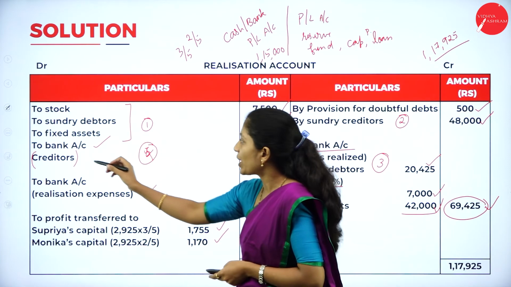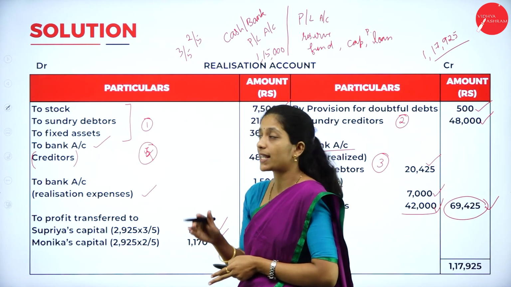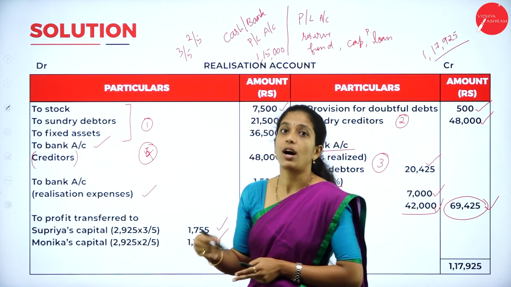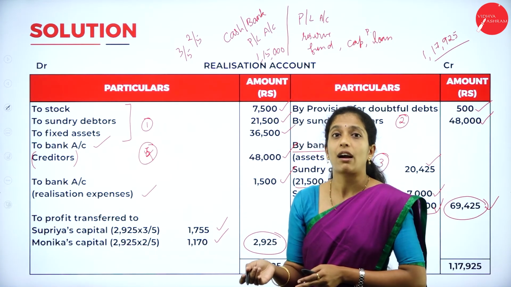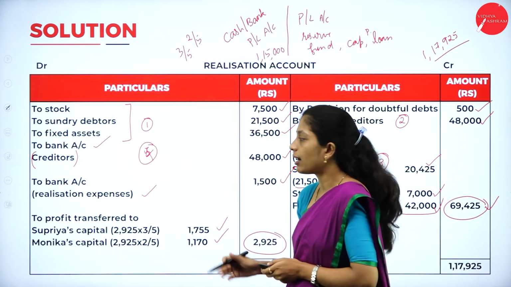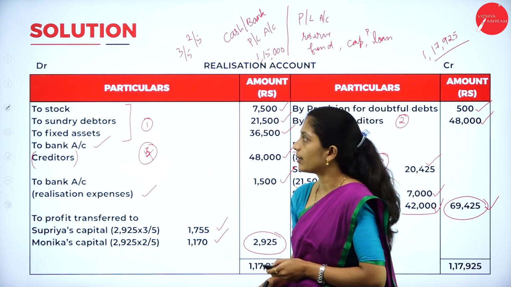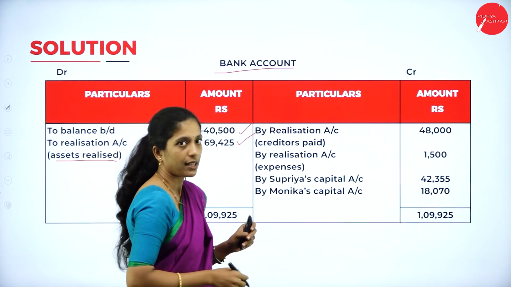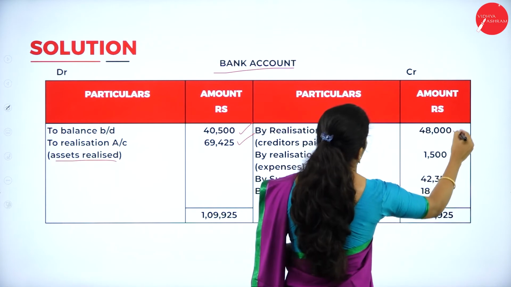So in the debit side, we are having two bank account here. So what is the entry? Realization account debited to bank account. So how do you record in your bank account? So in your bank account, you will record as by realization account, how much? 48,000. Yes. So this is for what? Creditors paid. By realization account, 48,000.